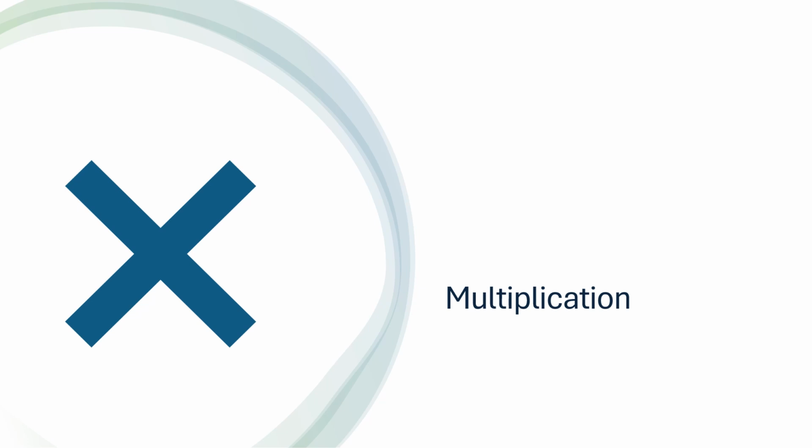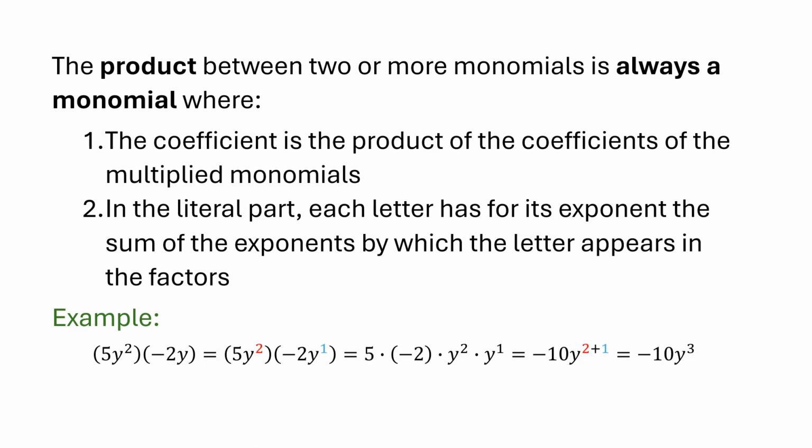Now let's talk about multiplication, which is not that hard actually. So the product between 2 or more monomials is always a monomial, and the coefficient is the product of the coefficients of the monomials we're multiplying, and for the literal part, we just put together the letters and sum the exponents. That's basically what we're going to do. So here's an example. 5y squared times negative 2y. Okay?